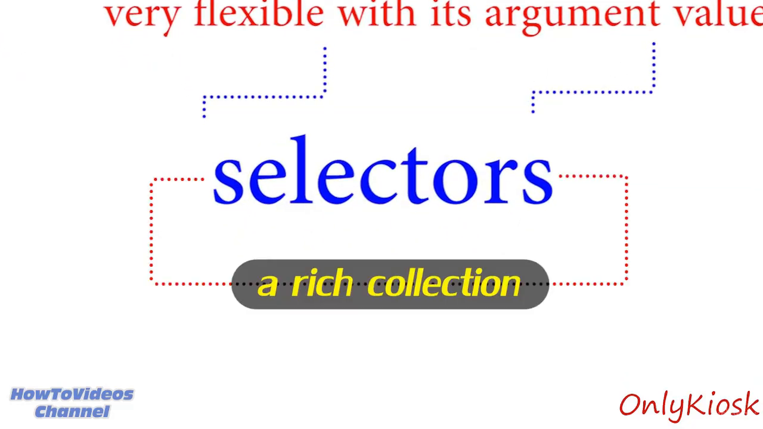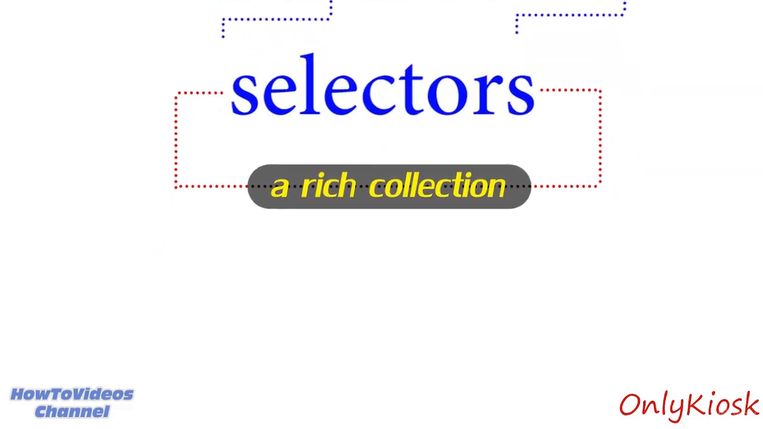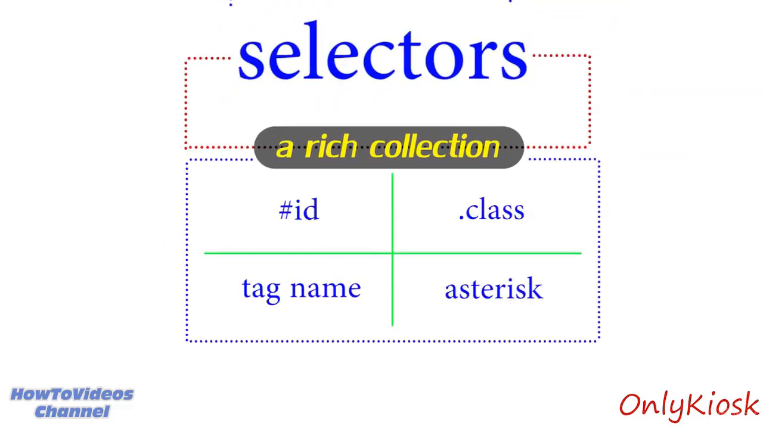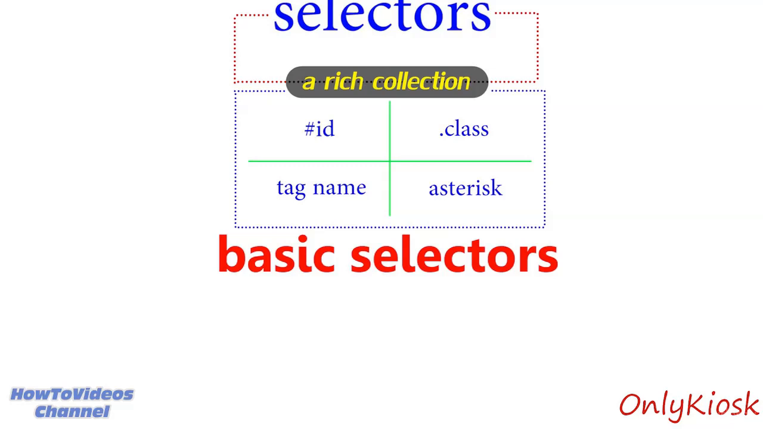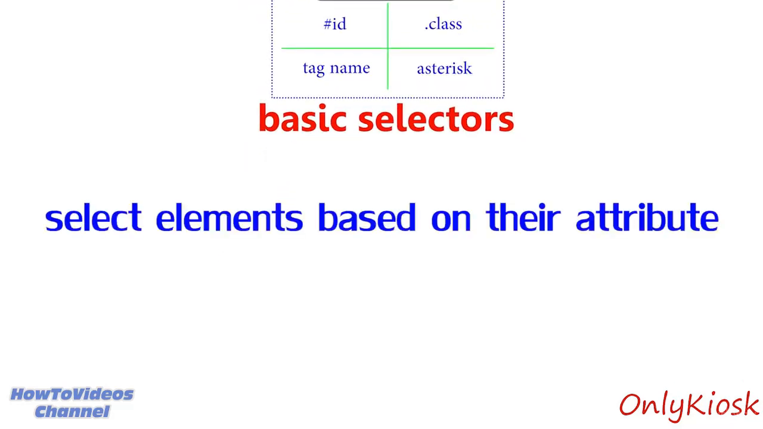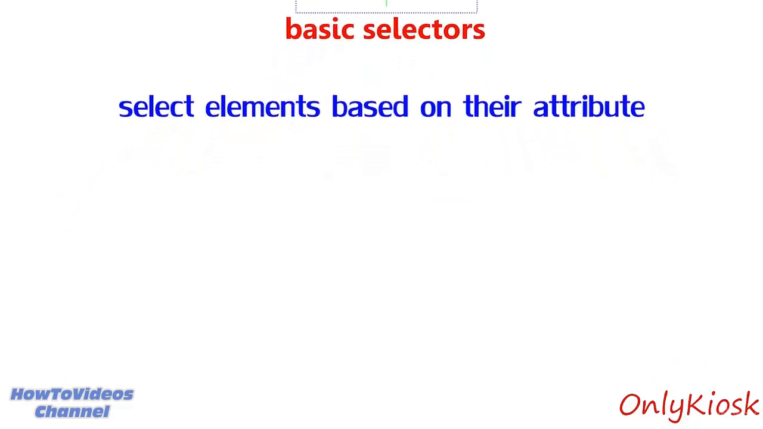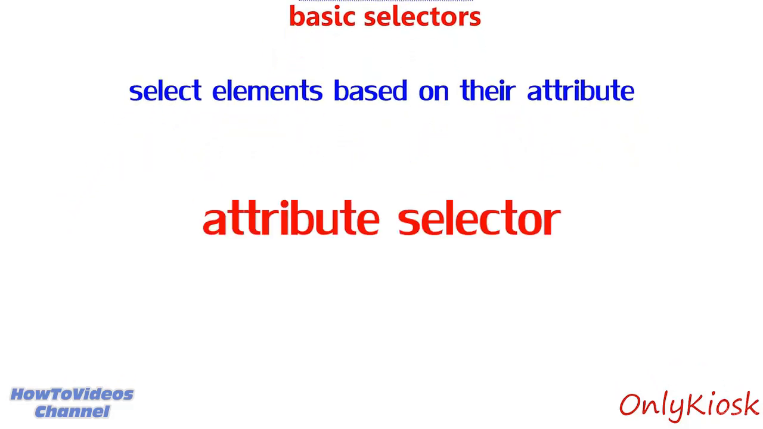jQuery has provided us with a very rich collection of selectors. ID, class, and tag name are the most fundamental selectors. If you want to select all page elements, you use the universal selector, asterisk. ID, class, tag name, and the asterisk are called basic selectors. jQuery also allows us to select elements based on their attributes and developed a new type of selector, attribute selector. All attribute selectors must be placed in square brackets.